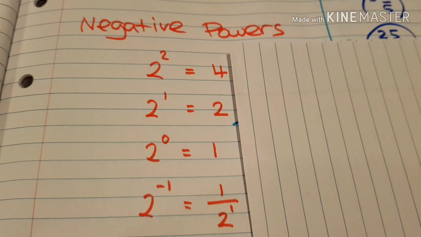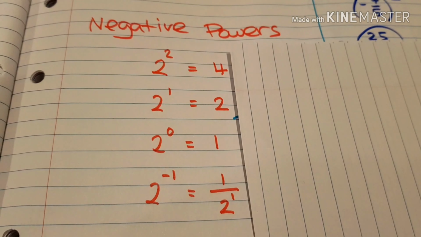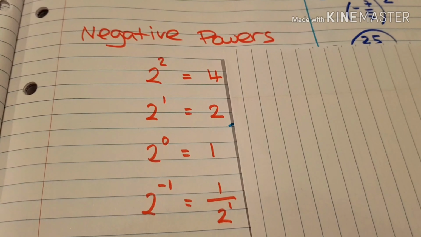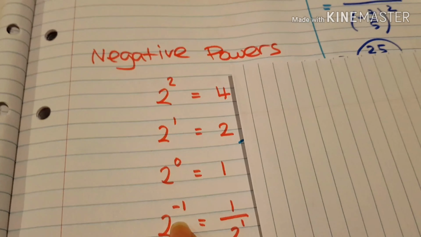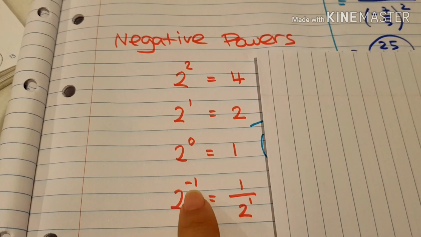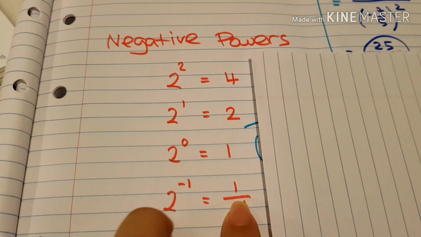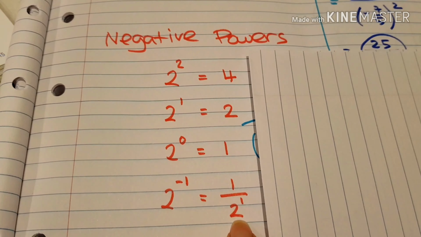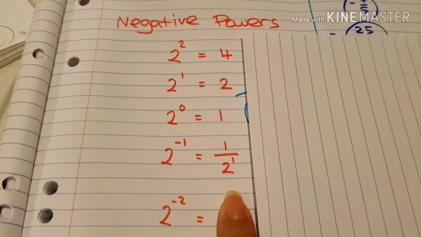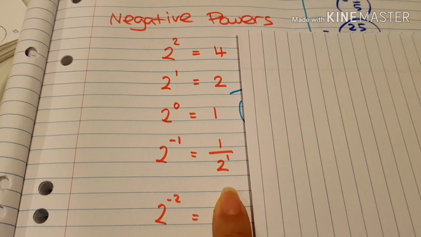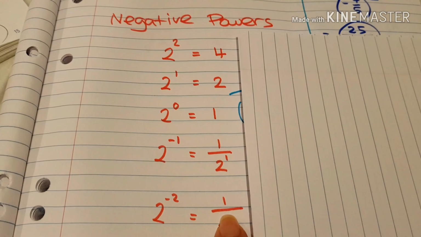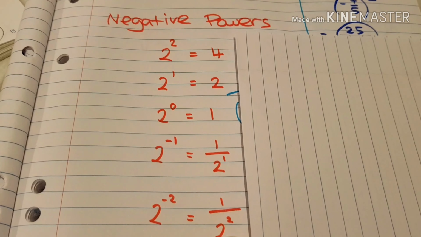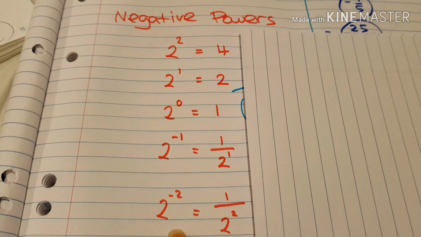And if we look further down, what has happened? Negative powers. So 2 to the power of negative 1. What happens is, if it's to the power of negative 1, no matter what the number is, it's always 1 over, and you eliminate that negative, and 2 to the power 1 just stays down below. Likewise, 2 to the power of negative 2 is always 1 over, and what goes at the bottom?